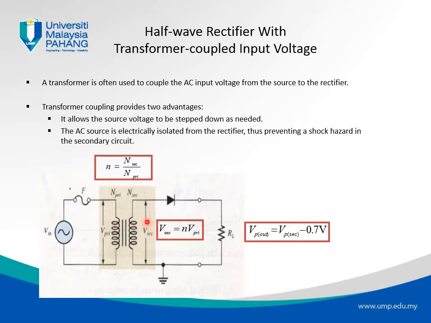So now let's go through the text first. Transformer coupling provides two advantages, right? As I said just now, it allows the source voltage to be stepped down as needed. So basically, from 220 volts, our application, the DC power supply, might probably just need 12 volts or 10 volts. What happens is we're going to use the transformer to do the step down. And secondly, as I mentioned just now, it is to isolate the rectifier from any shock hazard of the supply, right?